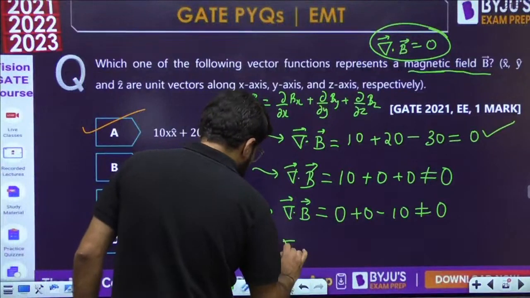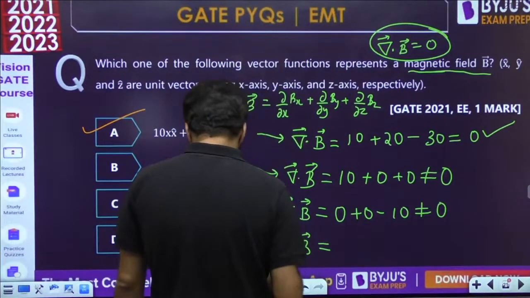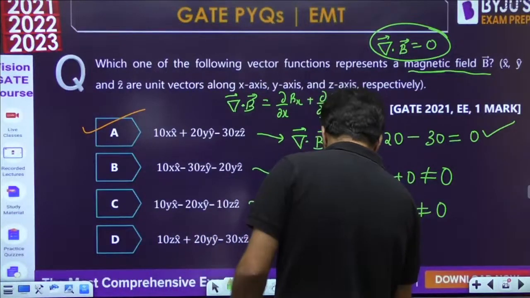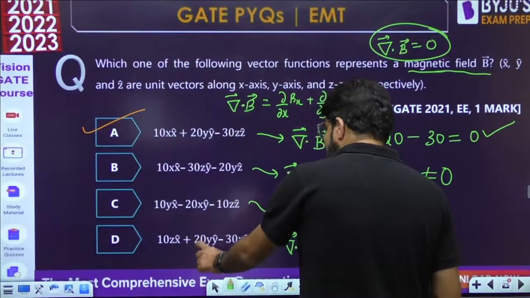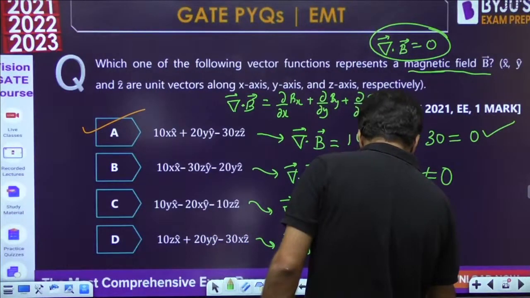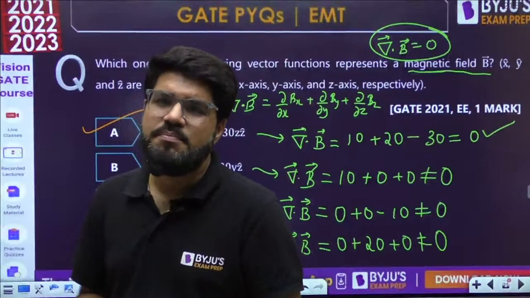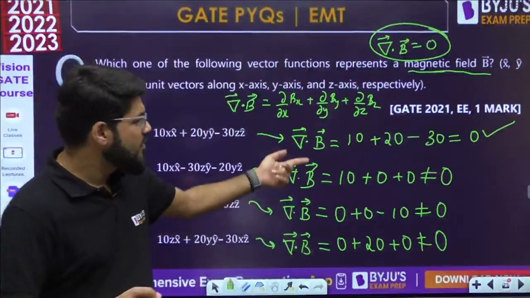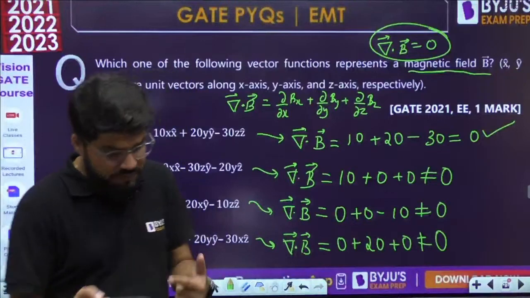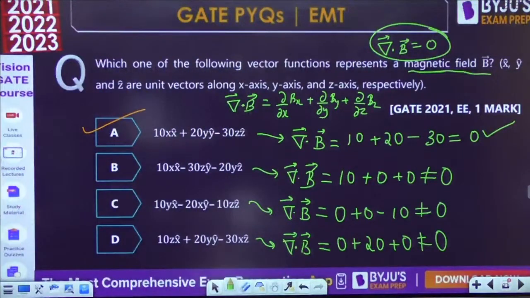Last option: differentiation of 10z with x is 0, 20y with y is 20, 30x with z is 0. So the answer is 20, which is non-zero. MCQ questions are simple because if one option matches, you need not check further. This is just for your clarity. But if it is an MSQ, you have to go through each and every option. A is the correct answer.